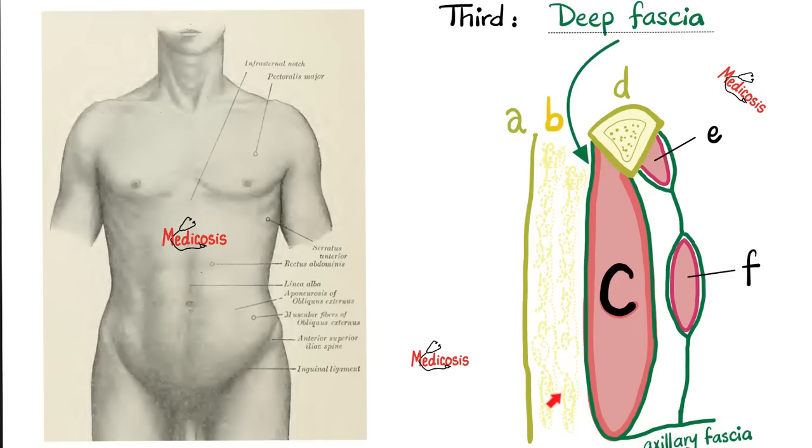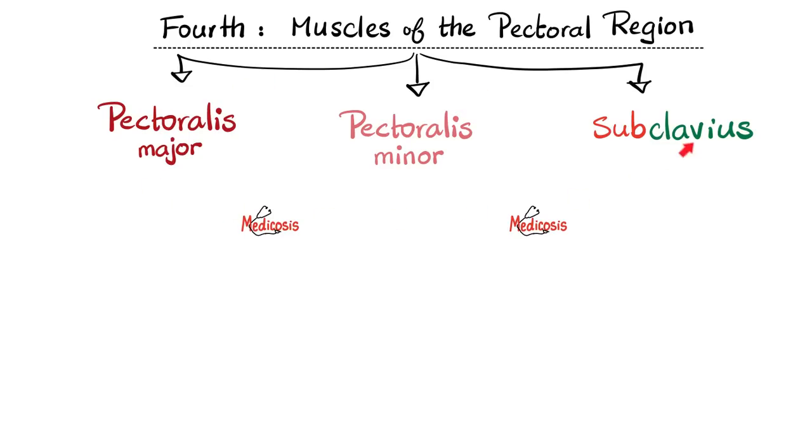We're done with the superficial fascia, then we have the deep fascia. This pectoral fascia is a deep fascia which is going to encircle and ensheath the pectoralis major muscle. So here are the three muscles of the pectoral region. We have the pectoralis major muscle, pectoralis minor muscle, and subclavius muscle. Now let's talk about these three muscles.